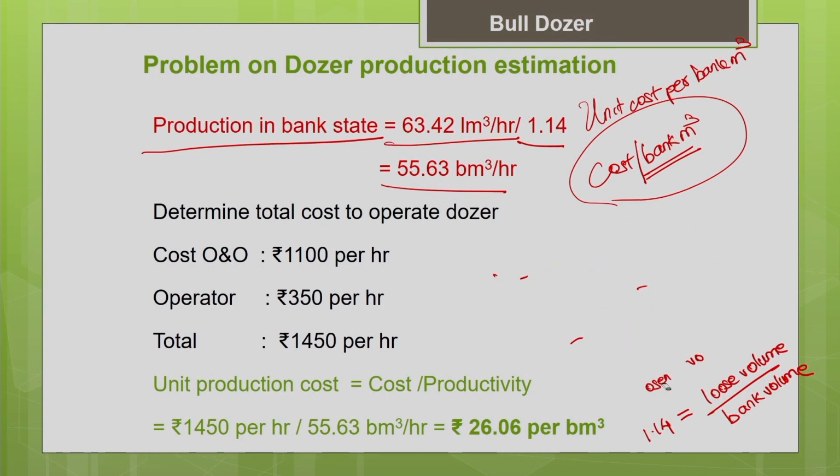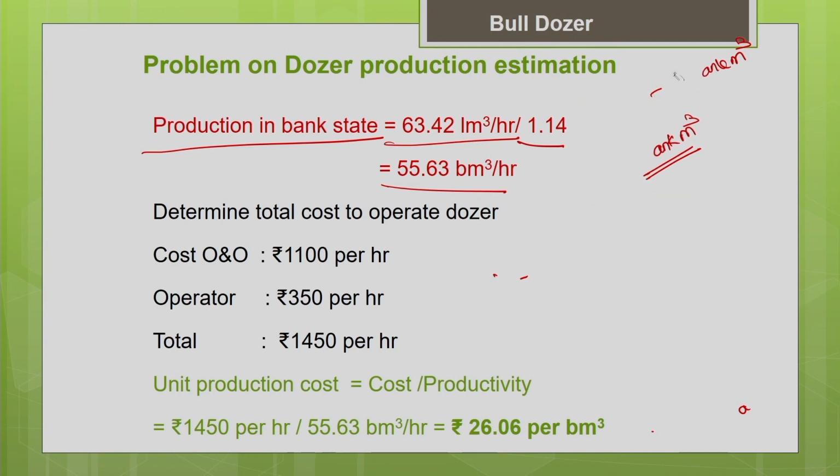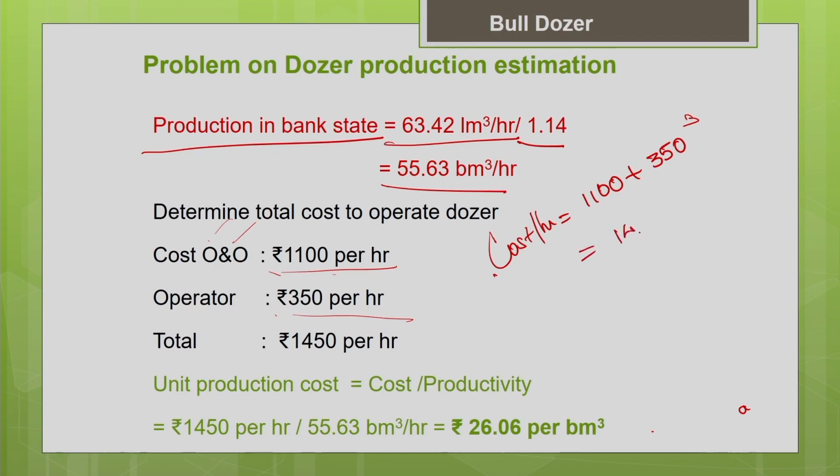So now you know the hourly productivity in bank state you have estimated. So you need to know the hourly cost. So how to calculate the hourly cost? Already it is given to you. The ownership and the operating cost is 1100 per hour. Operator cost is given. So the cost per hour equals 1100 plus 350 rupees. So that gives you 1450 rupees per hour as the hourly cost.